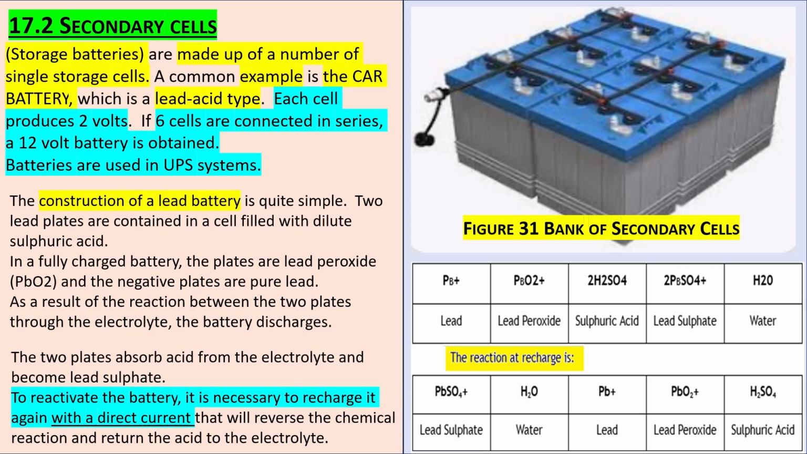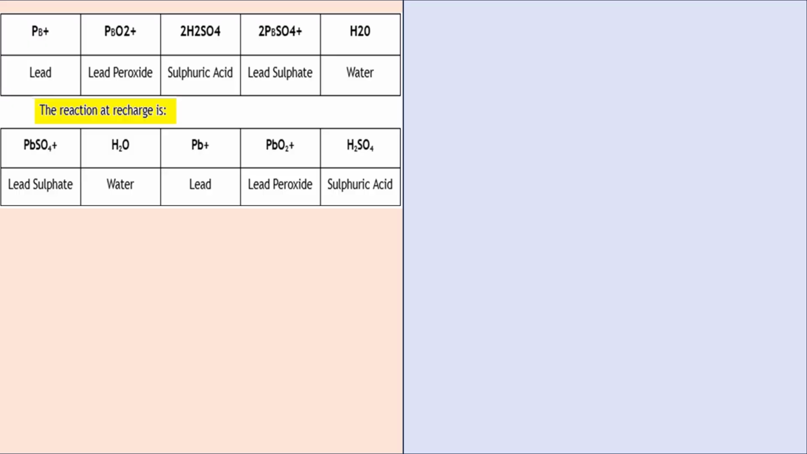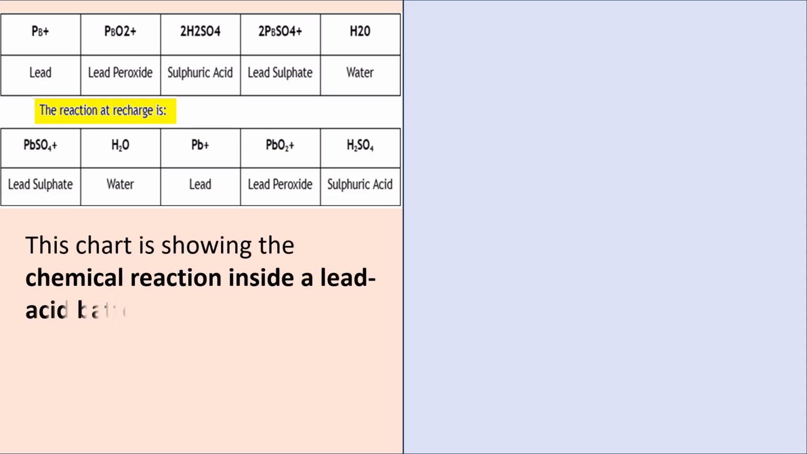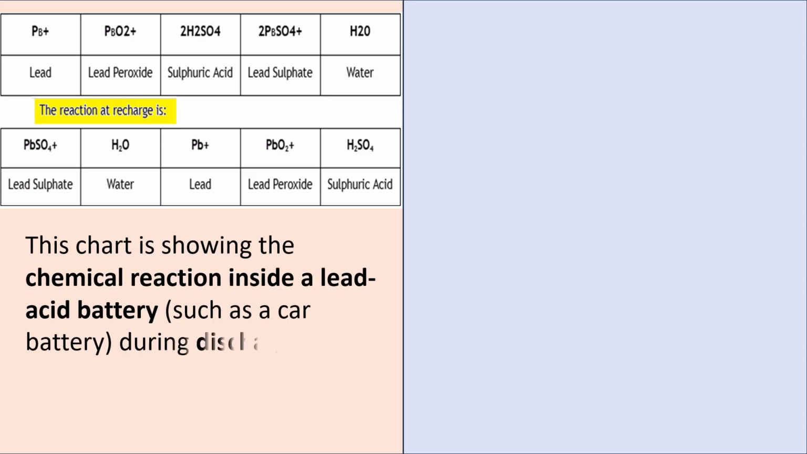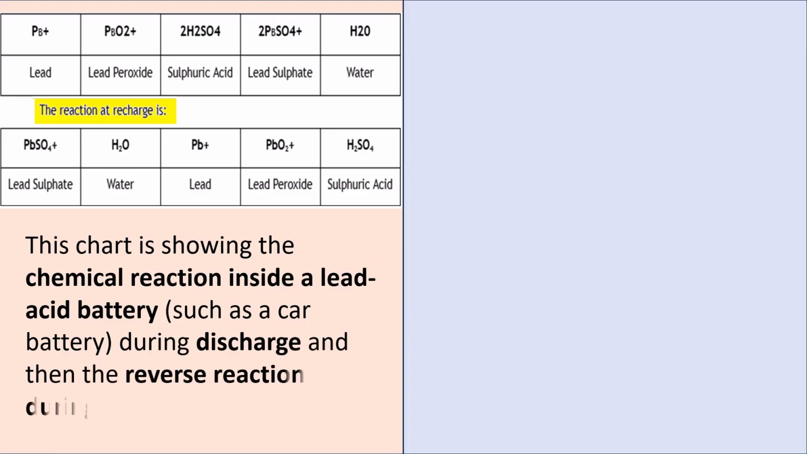Now there you can see a table in front of you, and it's no good if I don't explain this table to you, so here goes. There is the table, and I'm going to go through the explanation. This chart is showing the chemical reaction inside of a lead-acid battery, such as a car battery, during discharge, and then the reverse reaction during charging, recharge.